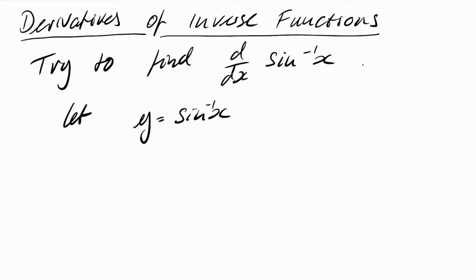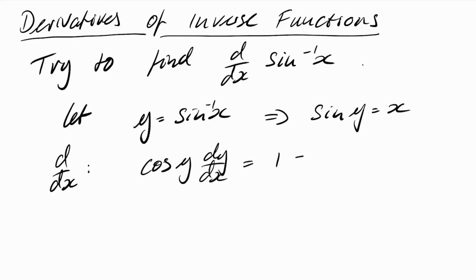So what I'm going to do is let y equal the inverse sine of x, so that implies that the sine of y is just x. Now I'm going to differentiate both sides with respect to x, as we did before. So the derivative of inverse sine of x is 1 over cos y.